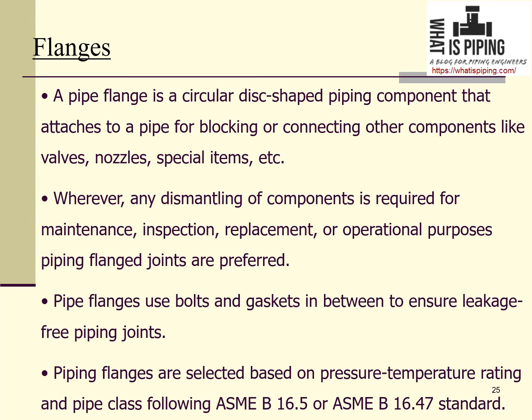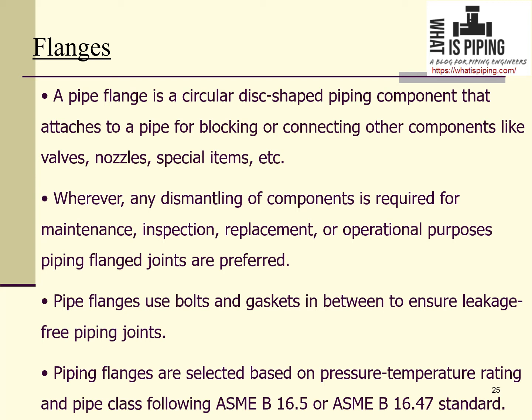Now, flanges. A pipe flange is a circular disc-shaped piping component that attaches to a pipe for blocking or connecting other components like valves, nozzles, special items, etc. Wherever any dismantling of component is required for maintenance, inspection, replacement or operational purposes, piping flanged joints are preferred. Piping flanges use bolts and gaskets in between to ensure leakage-free piping joints.